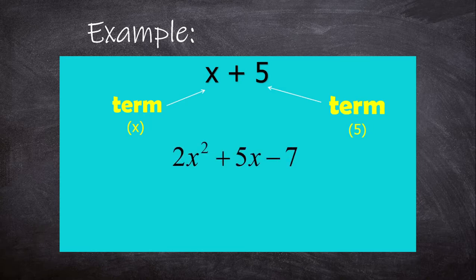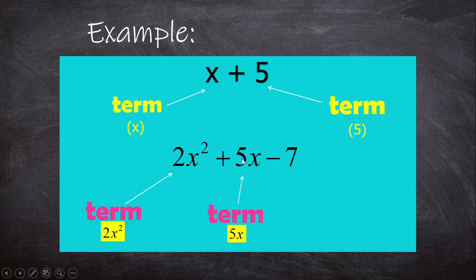For the next example, 2x squared plus 5x minus 7. This expression is separated by plus and minus. And counting them, we have 1, 2, 3 terms. These terms are positive 2x squared is a term, and positive 5x is a term, and negative 7 is a term. Do not forget to include their signs when mentioning or writing the term.